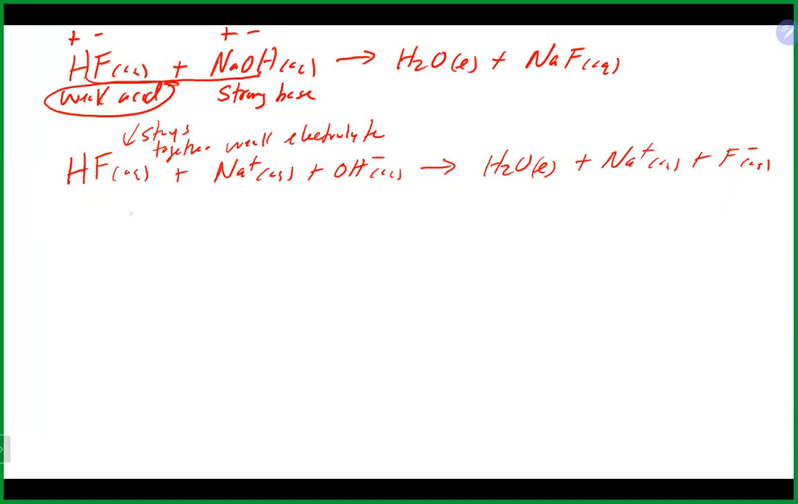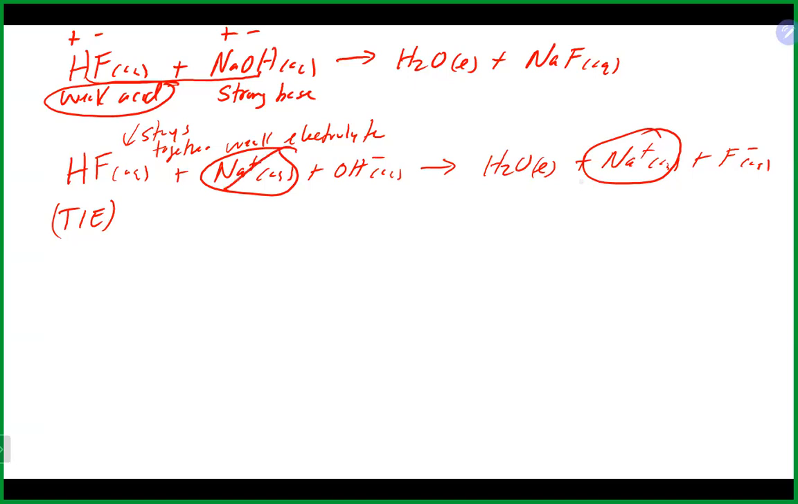And this is what our total ionic equation will look like, a little bit different because our weak electrolyte will actually stay together. Because of that, we end up with how many spectator ions in this case? We actually only end up with sodium as our spectator ion. It's the only spectator ion in this case.